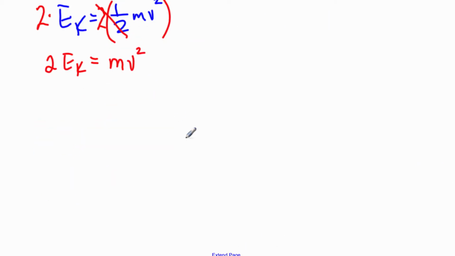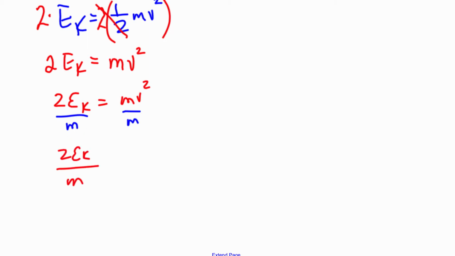Okay, now I'm wanting to get v by itself, so I have to lose this m. So I have 2 times EK is equal to mv squared. To get rid of this m, we'll use a division property. So I'll divide this side by m, and I can do that as long as I divide this side by m. So now let's take stock of where we're at. We have 2EK over m is equal to v squared. We're awful close. We've done a multiplication principle, a division principle.